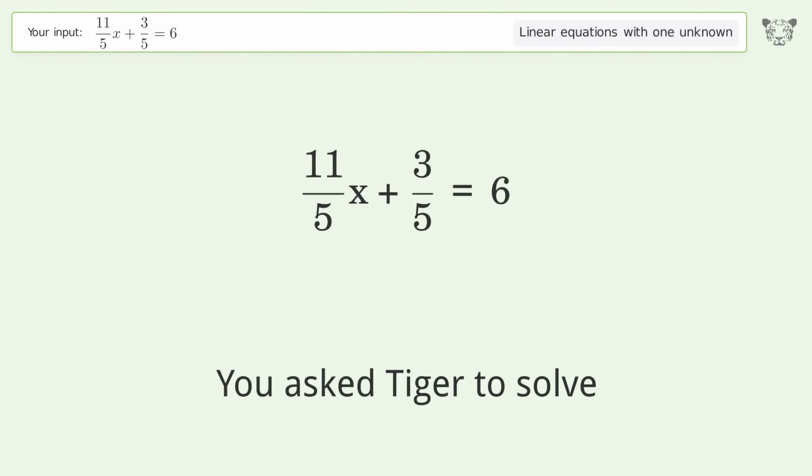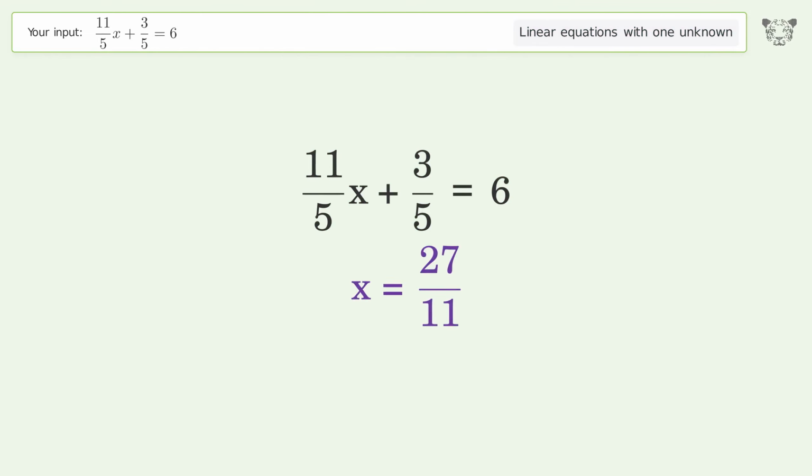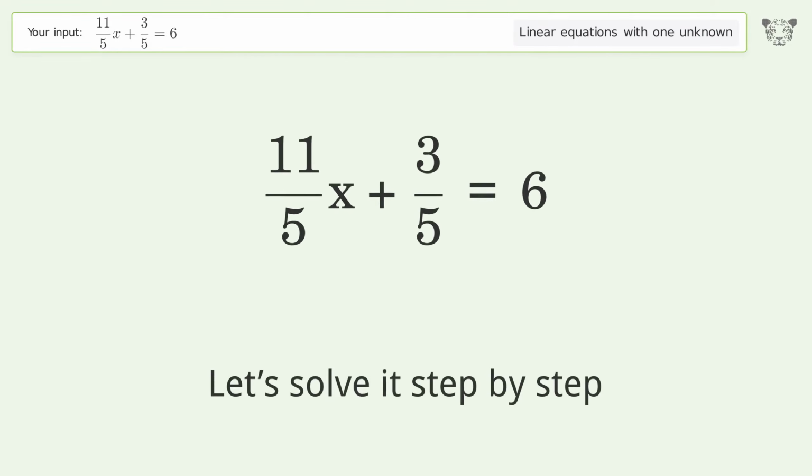You ask Tiger to solve. This deals with linear equations with one unknown. The final result is x equals 27/11. Let's solve it step by step.